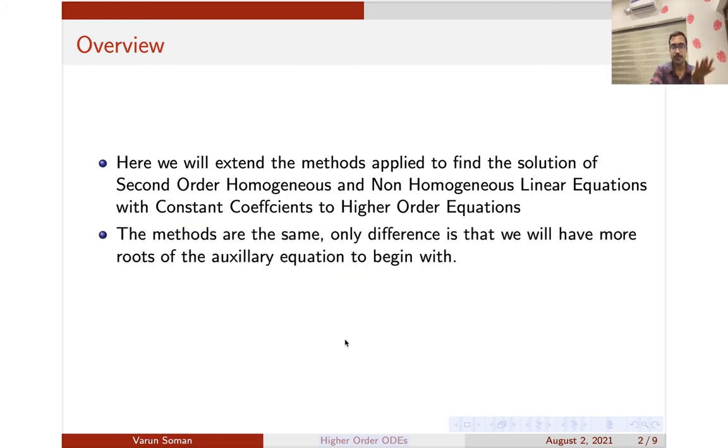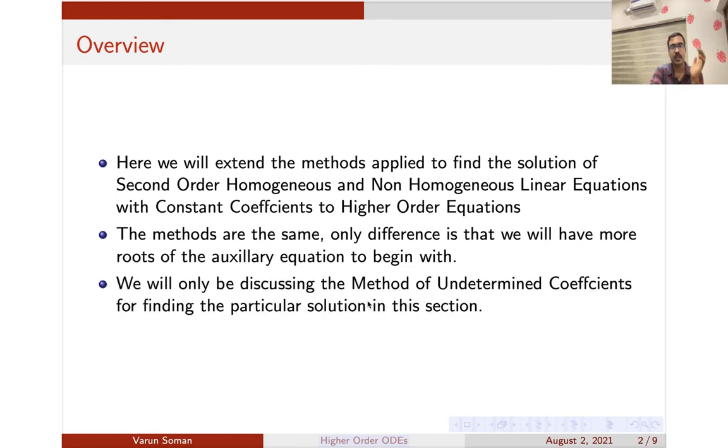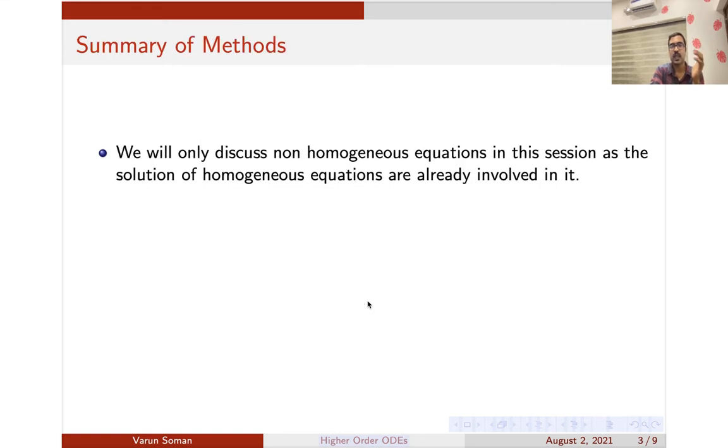The difference between the second order and higher order is that the auxiliary equation will be a higher order one, so you will have more roots. Only that difference is there. Rest everything is the same. Suppose you have a third order auxiliary equation, you will have three roots, and if you have a fourth order one, you will have four roots. Only that is the difference. Rest everything is just the same. As I told you, we will only be discussing the method of undetermined coefficients, and we will only discuss non-homogeneous equations.